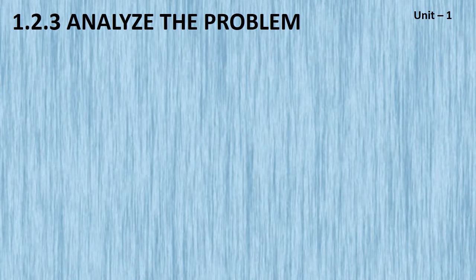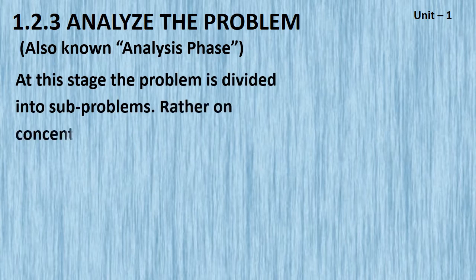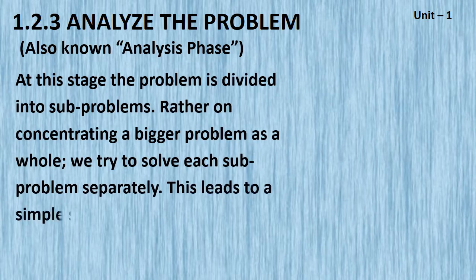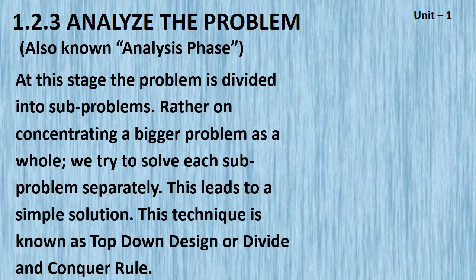Next step of software development method is analyze the problem, which is also known as analysis phase. At this stage, the problem is divided into subproblems. Rather than concentrating on a bigger problem as a whole, we try to solve each subproblem separately. This leads to a simple solution. This technique is known as top-down design or divide and conquer rule.